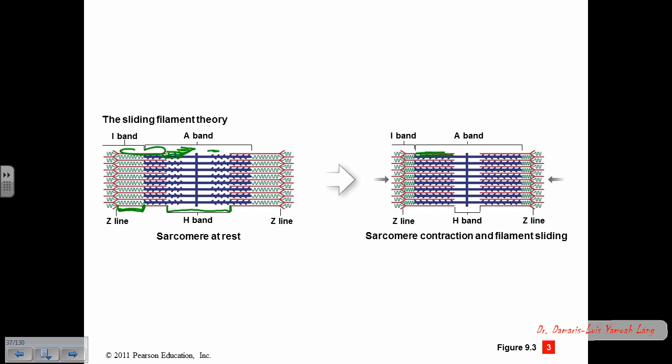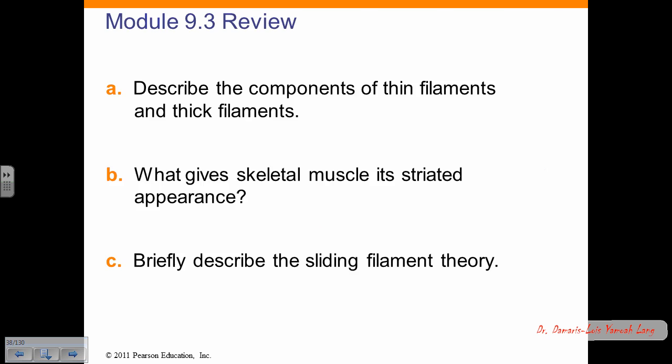So what is going to happen to the area of the I band? It's going to get narrower, and the area of the H zone as well. Does that make sense? So this is a sarcomere at rest, and this is a sarcomere which has contracted. So that's how our muscle contracts, and we are going to look at how it actually does that specifically.